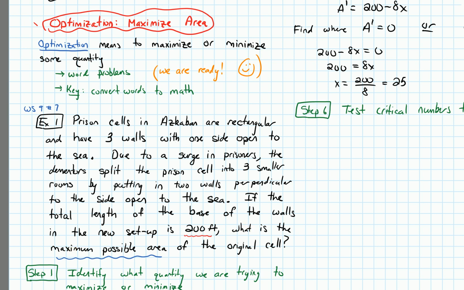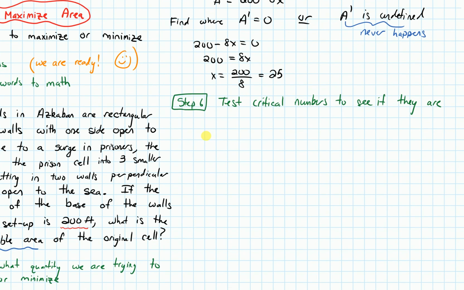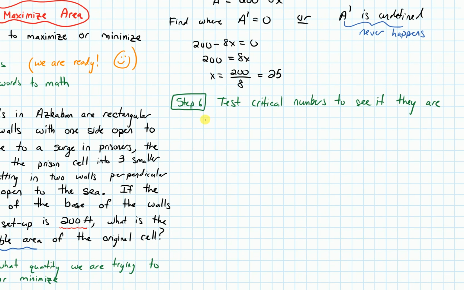Like when the question says, what is the maximum possible area? It means literally, what is the biggest possible area that we could have? And that implies it's talking about absolute, not local. Okay, so we are going to test our critical numbers to see if they are absolute. That's important. Absolute maxes or mins.